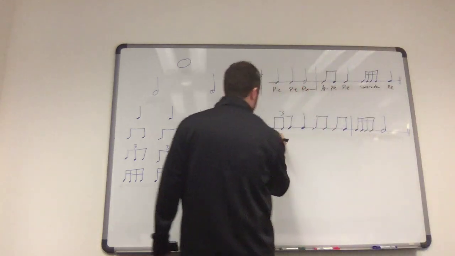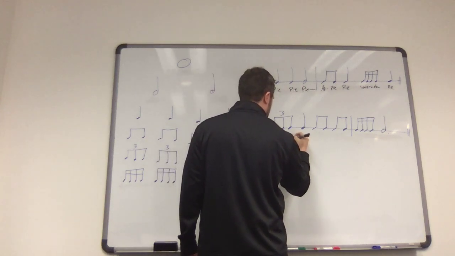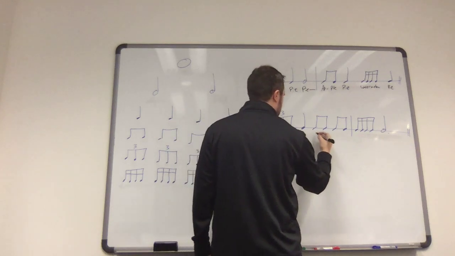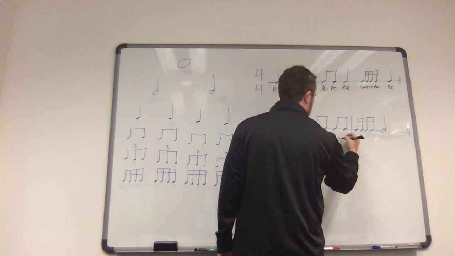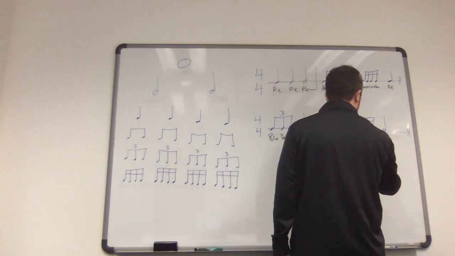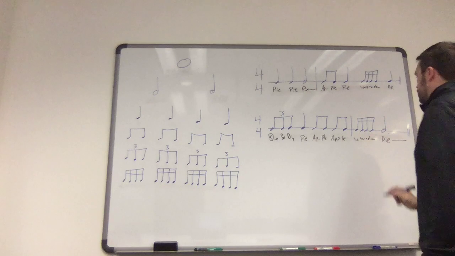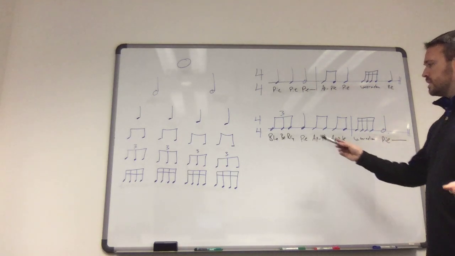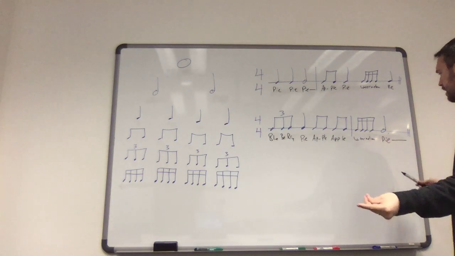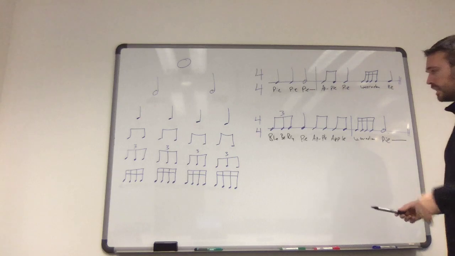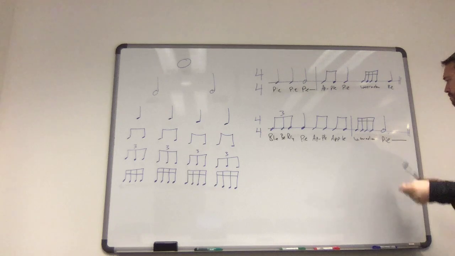Let's look at the second one. Blueberry, pie, apple, apple, watermelon pie. Okay, let's check this out. Blueberry pie, apple, apple, watermelon pie. Off. Let's take that again. 2, ready, go. Blueberry pie, apple, apple, watermelon pie.